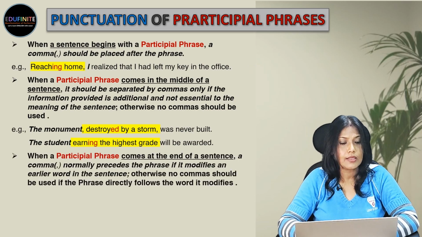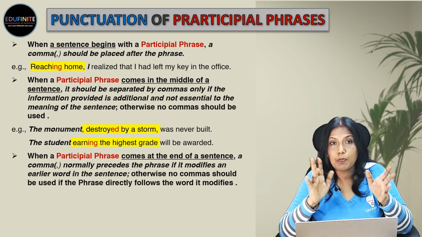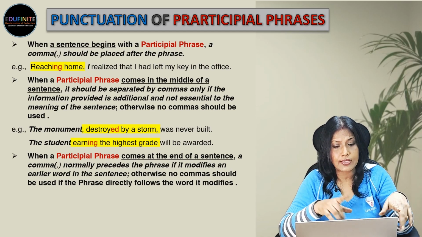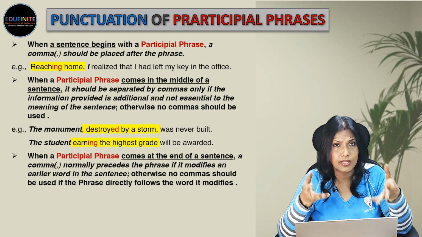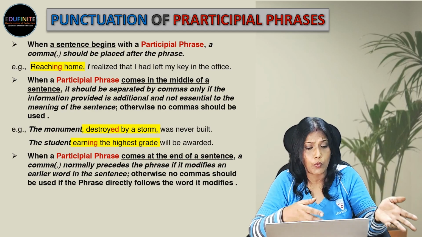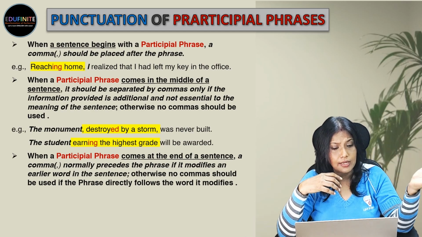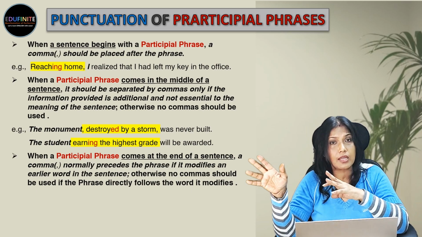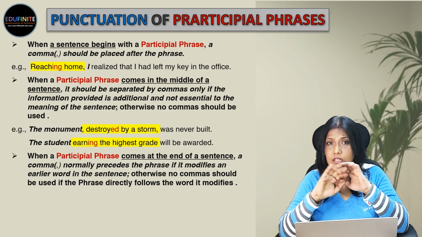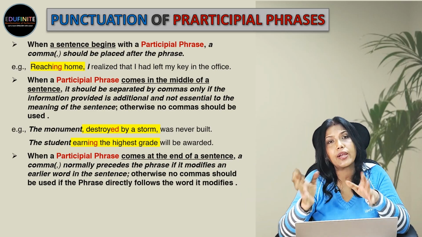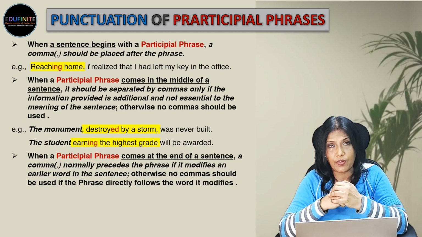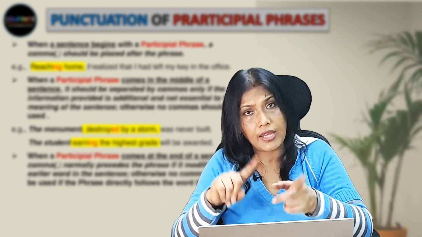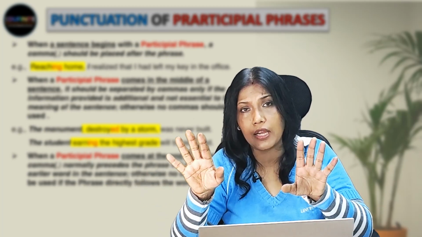The third one is, if a participle phrase comes at the end of the sentence, a comma normally precedes the phrase if it modifies an earlier word. Since it functions as an adjective, it will be modifying a noun. So if it modifies a word earlier in the sentence, you'll have to put a comma before starting the phrase at the end of the sentence. Otherwise, no comma should be used if the phrase is directly after the word it modifies, okay? So if it's directly after the noun that it is modifying, when it's placed at the end of the sentence, you're not to put any comma.